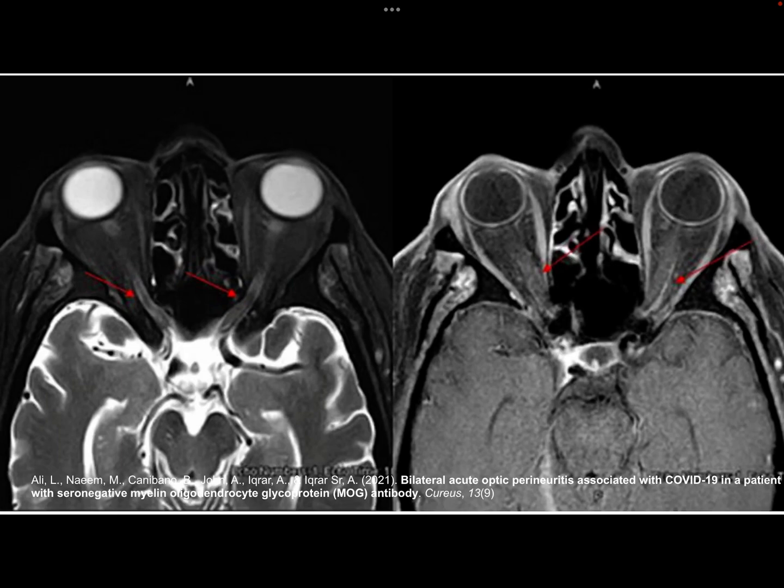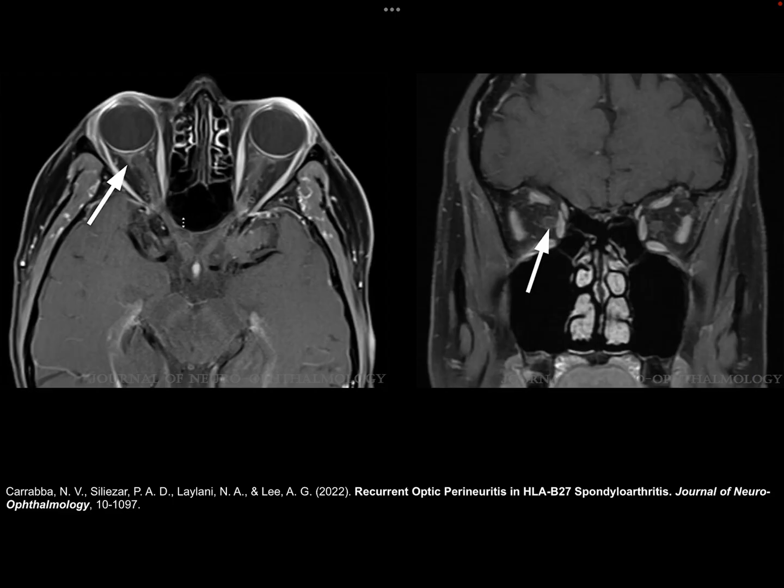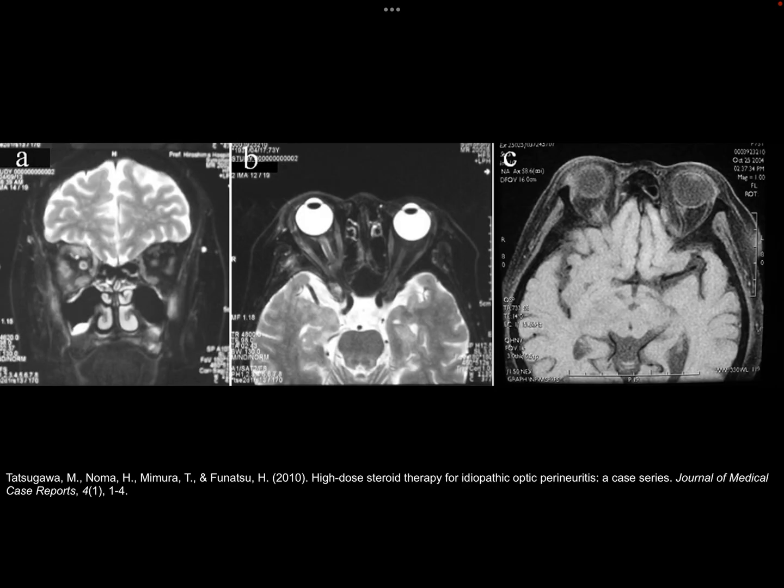And here is another optic neuritis happening in a patient with COVID infection, and another patient with seronegative spondyloarthritis. Also, here is another example of the tram-track sign.